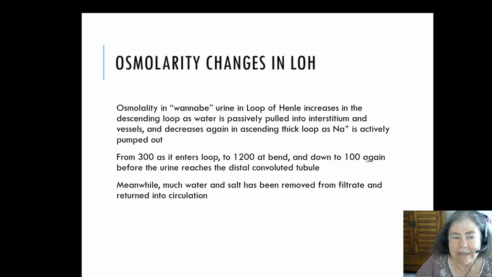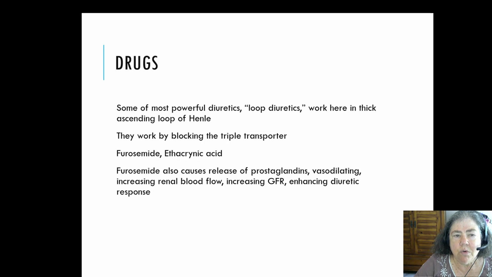And so at this point, we've removed much more water and salt. So a lot of reabsorption of water and sodium chloride happens in the loop of Henle. So loop diuretics work in the thick ascending loop by blocking the triple transporter. Examples of loop diuretics include furosemide, which we also call Lasix, and something called ethacrynic acid, and there are a couple of others.